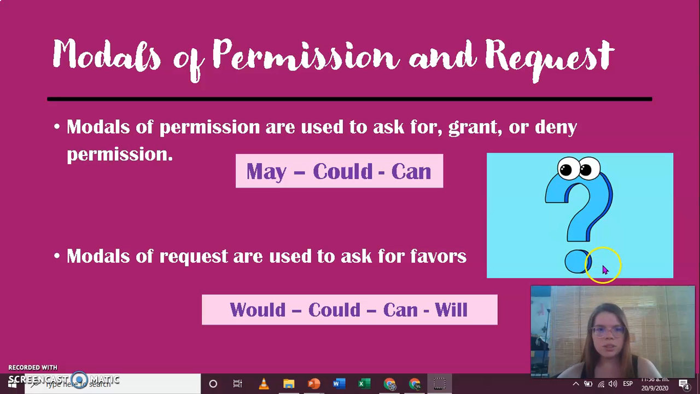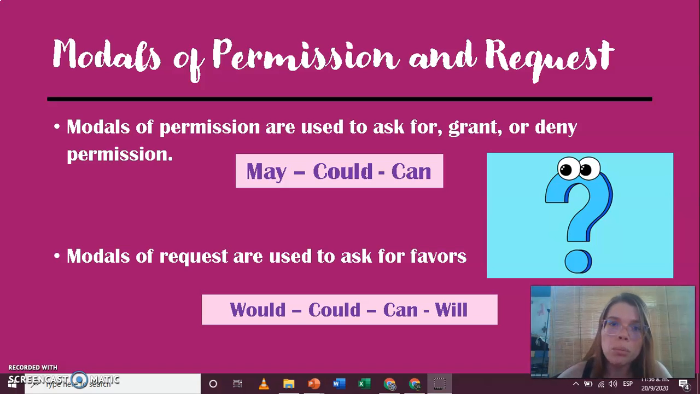Modals of permission and modals of request are used very similarly, but they have a couple of differences. Modals of permission are used to ask for, grant, or deny permission. We have three of them: may, could, and can. This is the order according to their degree of formality or politeness. May is the most polite, right?